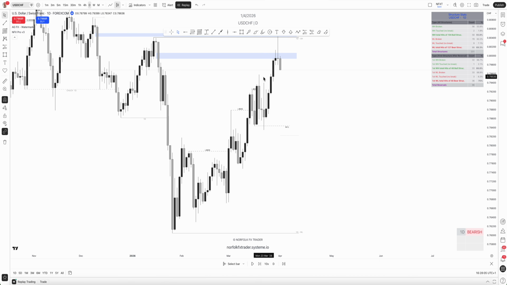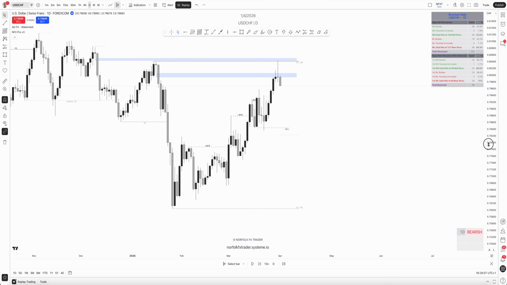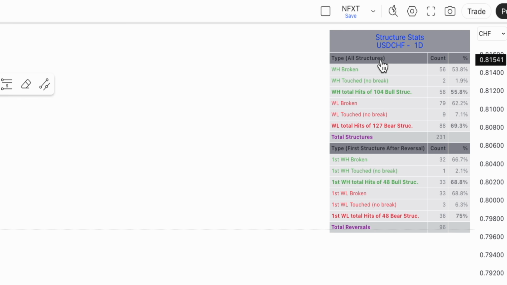You can see the internal structure as we move higher. But if we look at this, we're looking for continuation. So these structures, all structures, and the first structure, the first structure is going to be what we class as the change of character. But if we look at this, the weak low down here, weak low hits, okay? A 69.3% chance the market will continue to run for that weak low. Compared to a previous area, you can see the weak high is not as high currently as a weak low. That shows you that the market's in a bearish trend.